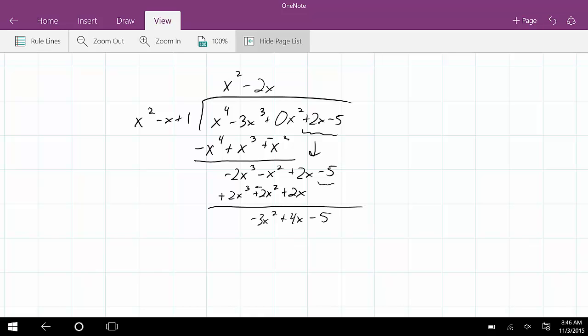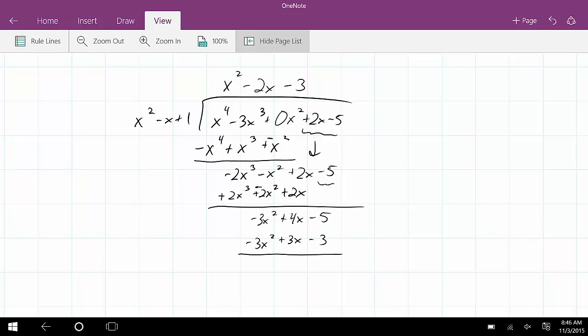Okay, now what would we need to multiply x squared by to give us negative 3x squared? We would need to multiply negative 3 by x squared. So negative 3 times x squared is going to give us negative 3x squared. The negative 3 times a negative x is going to give us a plus 3x. And then a negative 3 times 1 is going to give us negative 3.